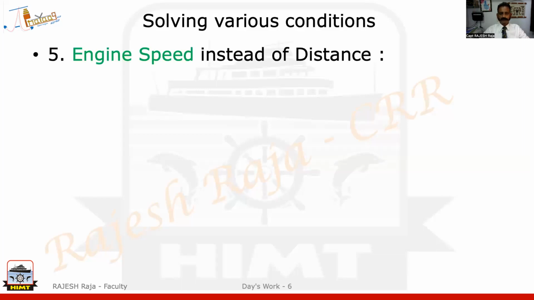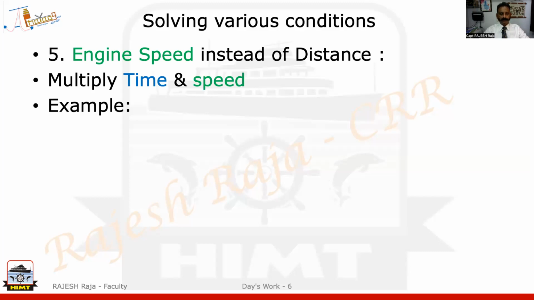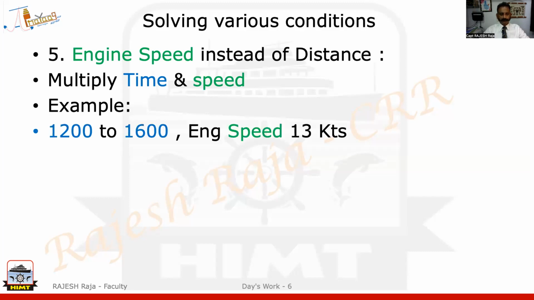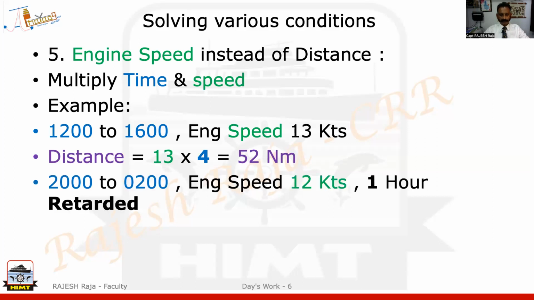Engine speed is given instead of distance. This is pretty simple. All I'm going to do is multiply the time and the engine speed. Let us quickly look at a few examples. Let us say 12 to 1600, engine speed was given as 13 knots. So for me, distance is 13 into 4 hours. Let me give you one more example.